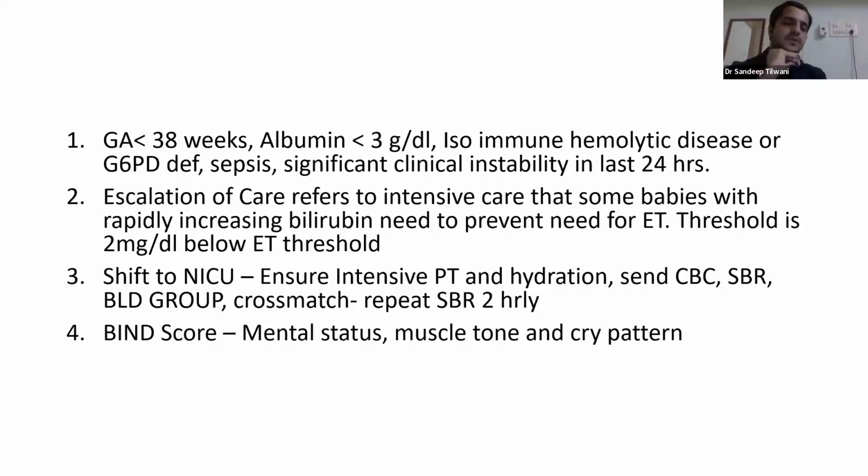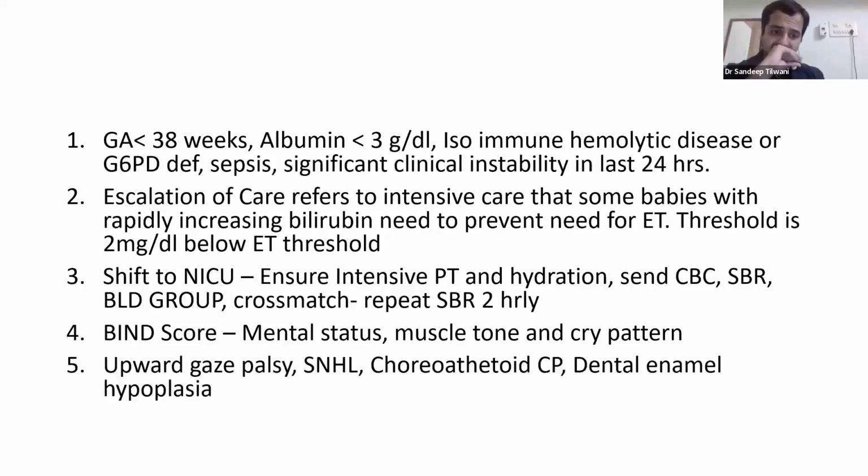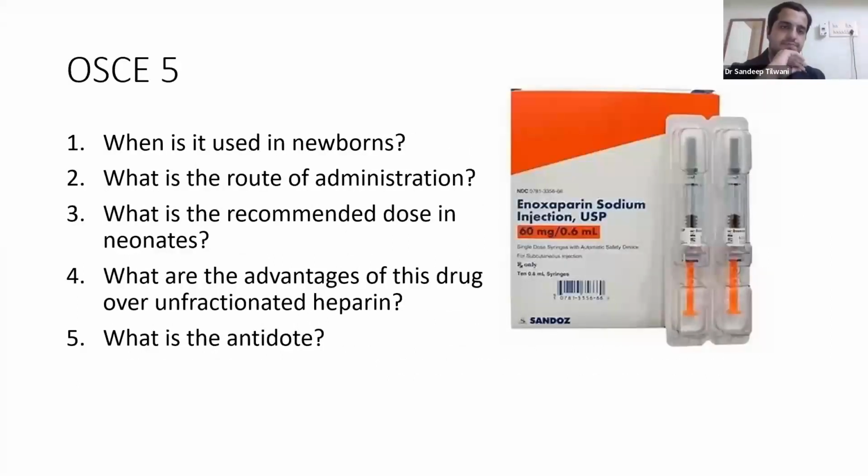Okay, then components of the BIND score. There are three components. First is the mental status, second is the muscle tone, and third is the cry pattern. There are three scores for each of them, so the maximum score is 9. And the hallmarks of chronic bilirubin encephalopathy would be upward gaze palsy, sensorineural hearing loss, choreoathetoid CP, and dental enamel hypoplasia.